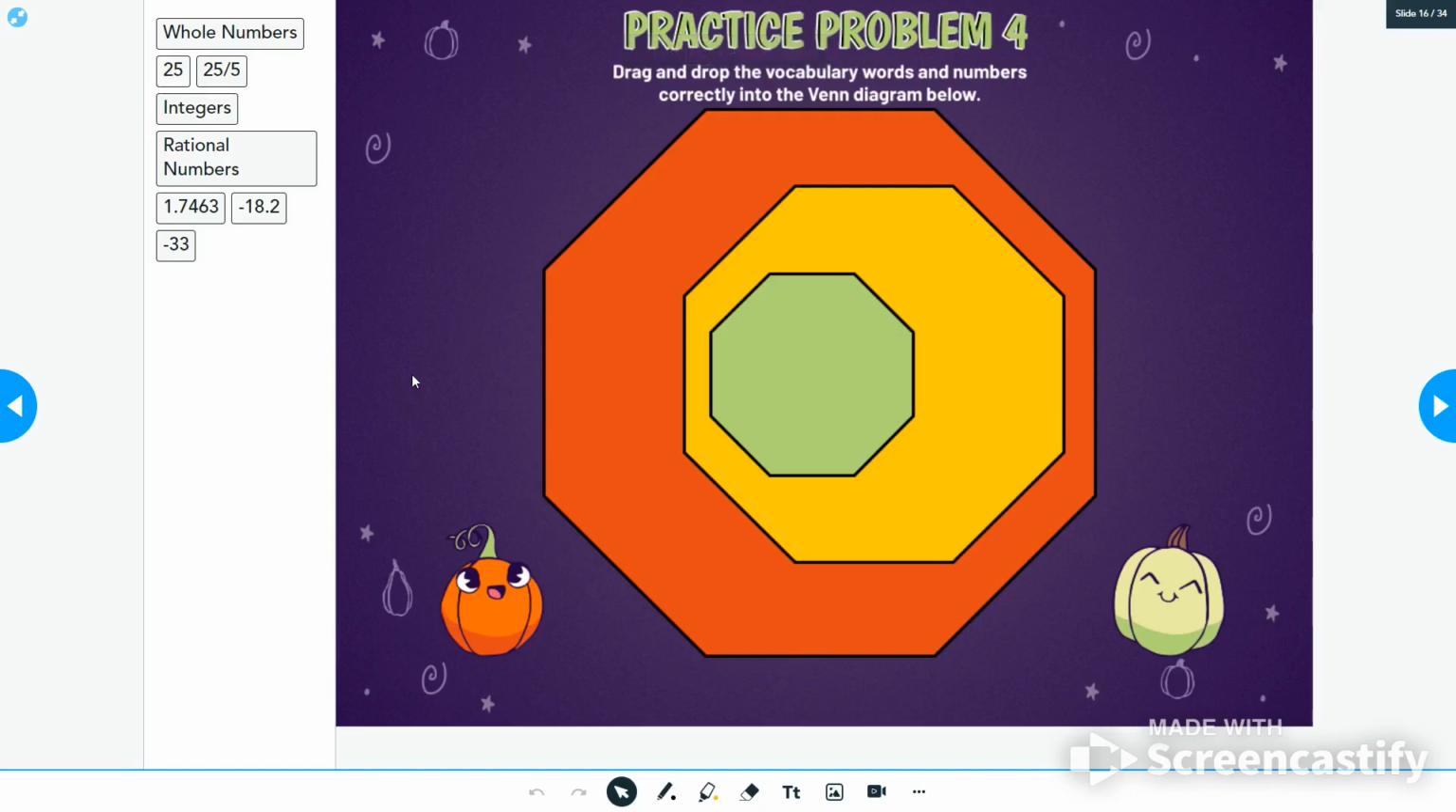Hey guys, let's do this problem together. It says drag and drop the vocabulary words and numbers correctly into the Venn diagram below.